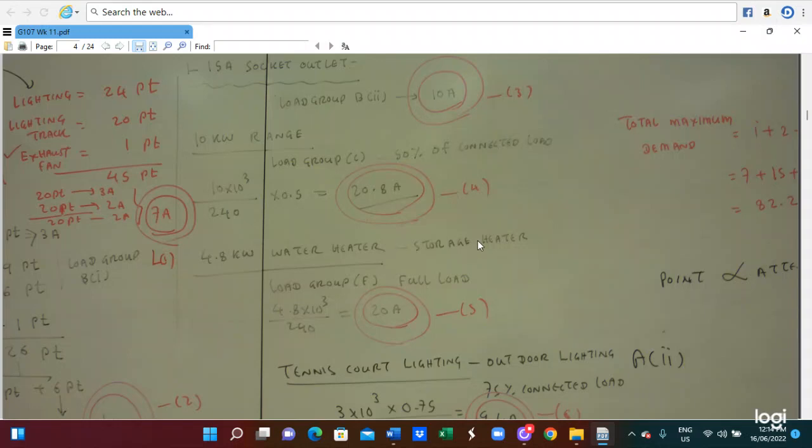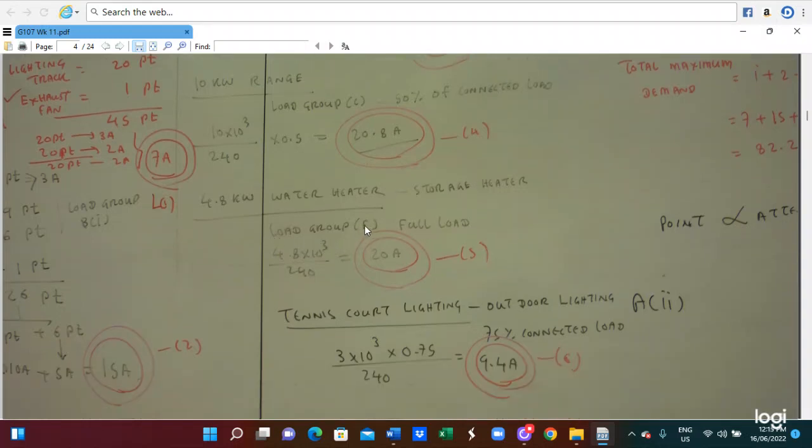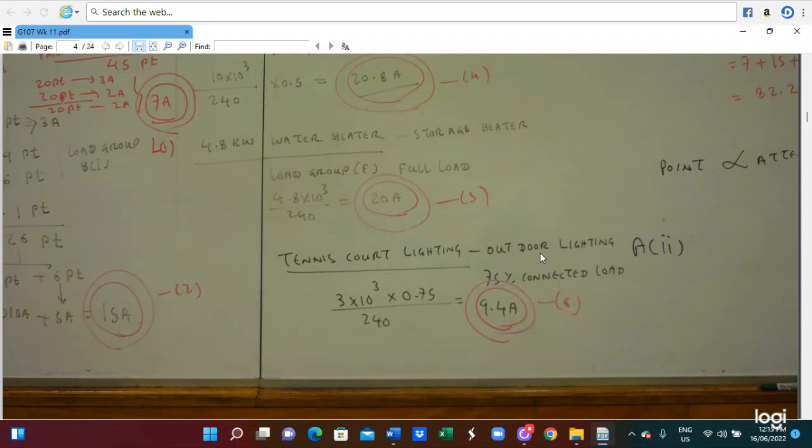This is a storage heater. The storage heater is load group F, so we have to take the full load. So 4.8 times 10 to the power 3 divided by 240, 20 ampere. Another thing, the tennis school lighting is outdoor lighting. It will take 75% of the connected load. So 3 kilowatt, 3 times 10 to the power 3 divided by 240 multiplied by 0.75, you get 9.4 ampere.